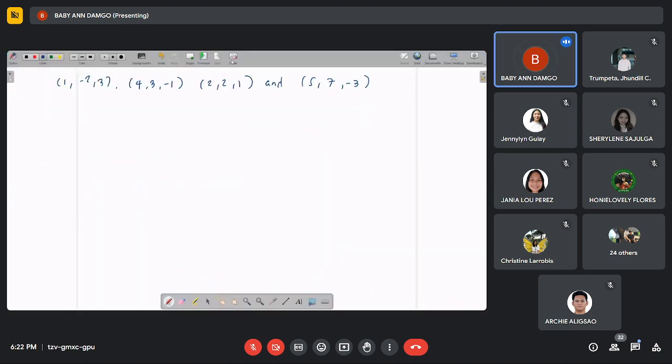Wait, so it's an error. I will change the given. So we have negative 2, 1, negative 1, and then 1, 1, 3, negative 5, 4, 0, and then 8, 4, negative 4.